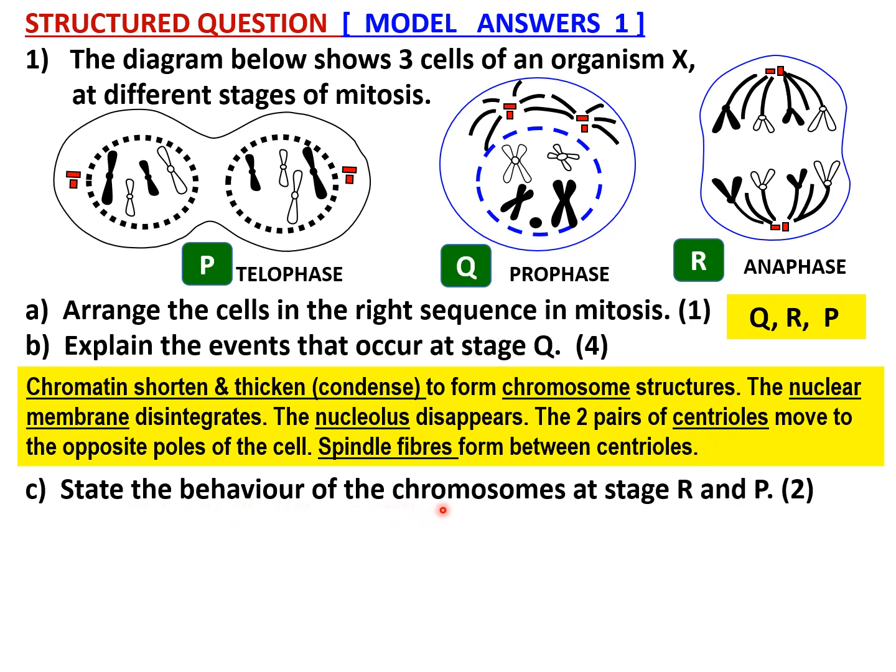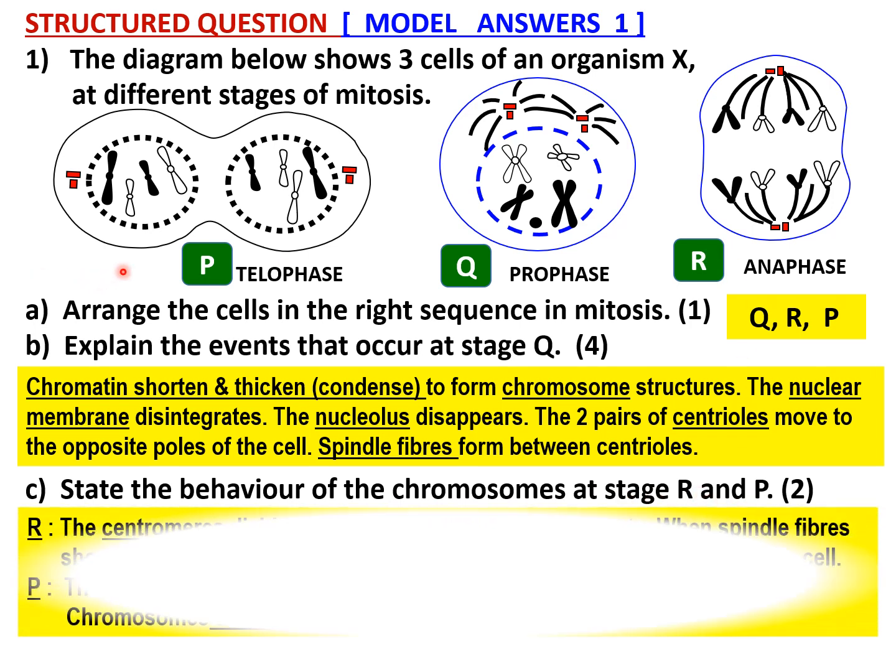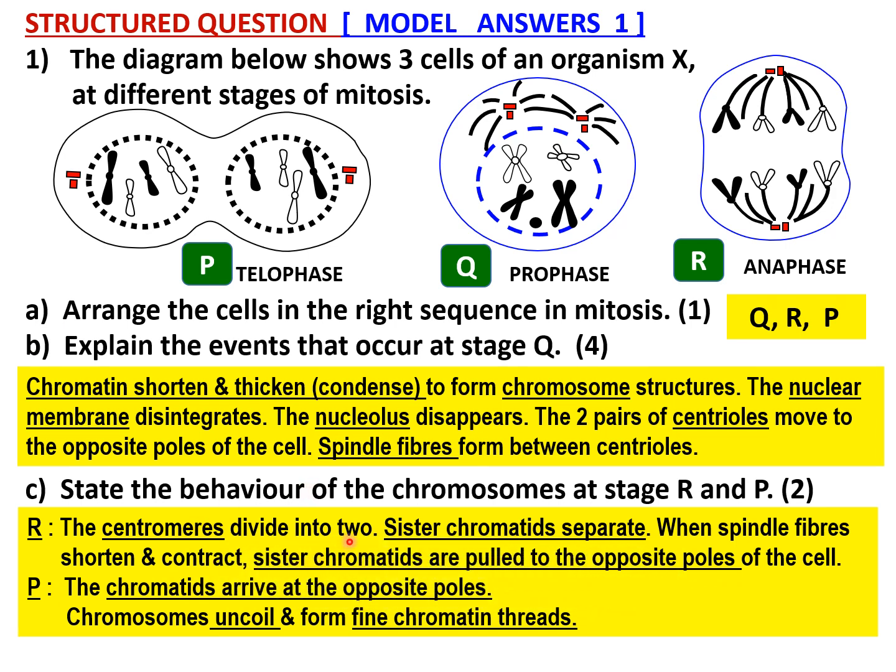C. State the behavior of the chromosomes at stage R and P. So at R anaphase, the centromeres divide into 2 sister chromatids, separate here, and when spindle fibers shorten and contract, they pull the sister chromatids to the opposite poles of the cell. Okay, this is all 1 mark, so we can either have the first part, centromeres divide into 2 and sister chromatids separate, or you can write when spindle fibers shorten and contract, sister chromatids separate and are pulled to opposite poles of the cell. Okay, either one.